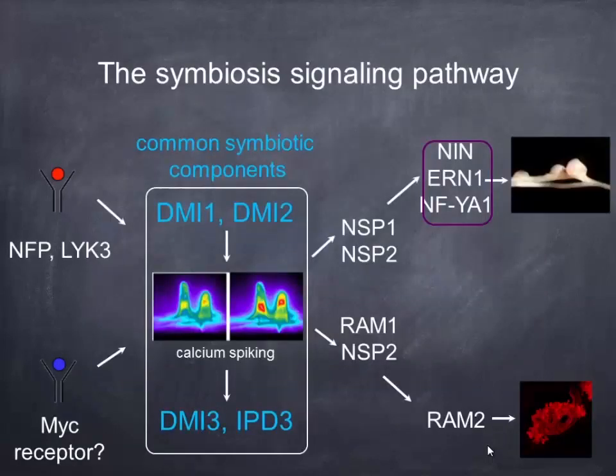So finally, I just want to talk a little bit about these transcription factors and the profiling that we did with these. There are a few targets known for NIN, but other than that, it's really unknown what these are controlling. And if we want to understand infection, then we need to understand what these are doing.